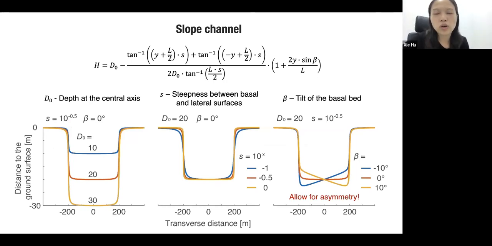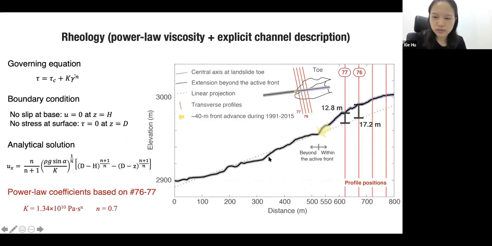We also propose a normal description for the slope channel, and it includes 3 geometric parameters: the depth at the central axis, the steepness between the basal and the lateral surface, and the tilt of the basal edge. So we allow for asymmetry. Then we come back to the toe area. Here the gray lines show the off-slide stable area, and the purple lines show the active toe area. From the uphill projection of the topography, we can simulate the basal bed for the distal toe area, so we can infer the thickness for the last 2 profiles.